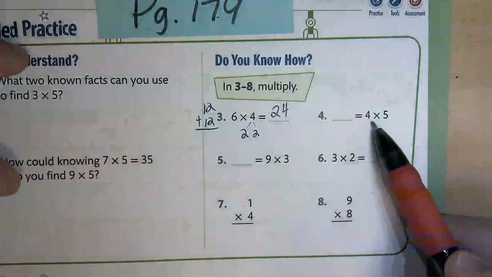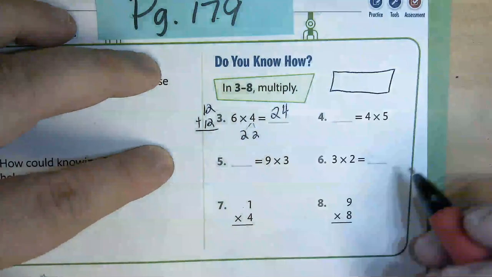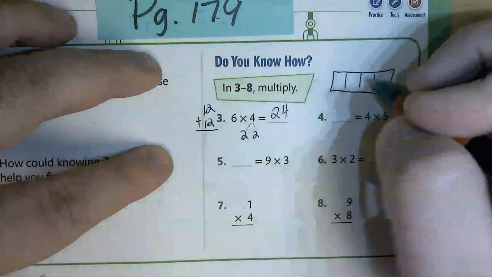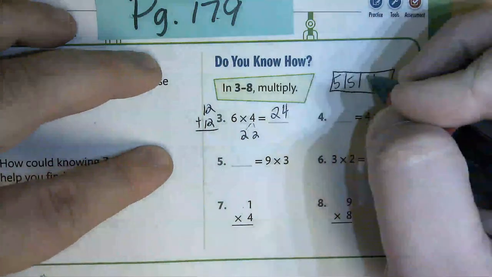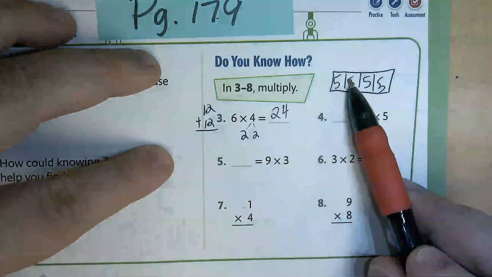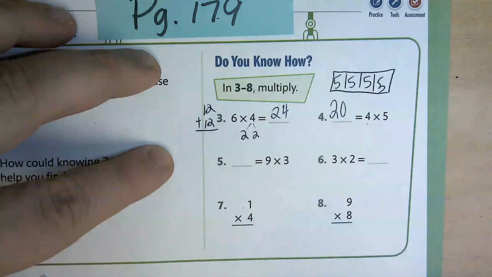All right. Next up over here, I've got 4 times 5. I'm going to go ahead and draw my picture. I've got 4 boxes, and I'm going to put 5 in each one of them. And now I can skip count by 5. 5, 10, 15, 20. All right, so that one is 20.